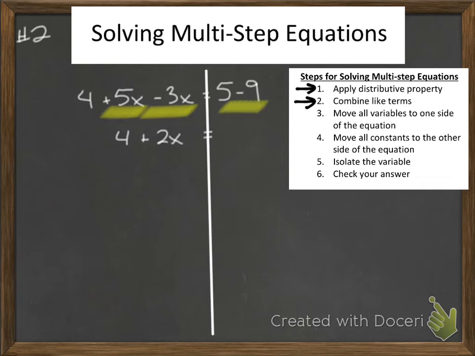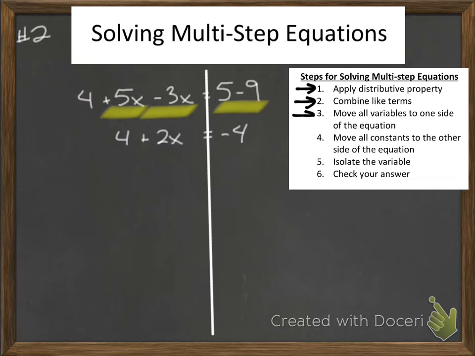Likewise, you might notice that 5 and negative 9, or 5 minus 9, again, like terms. You can do that in your head or type it into your calculator, and you realize that 5 minus 9 is negative 4. Okay, so in this problem, we didn't need step 1, but we did need step 2.